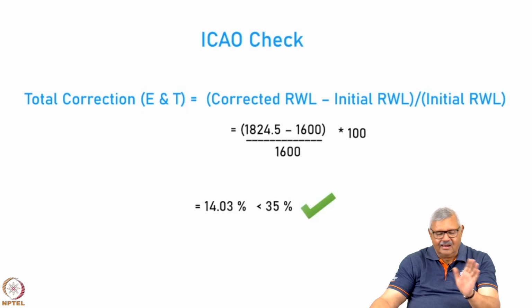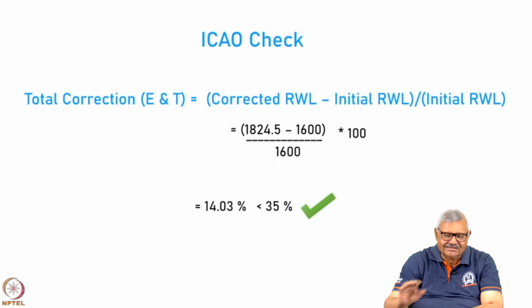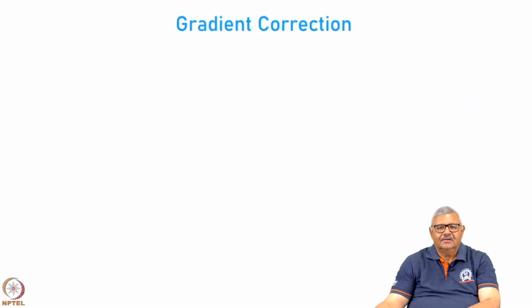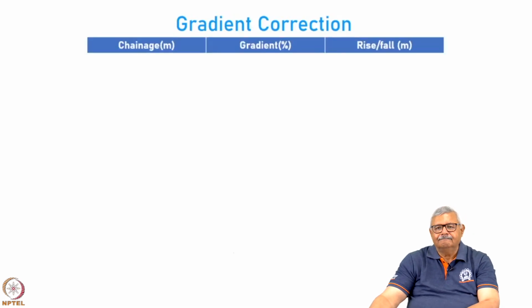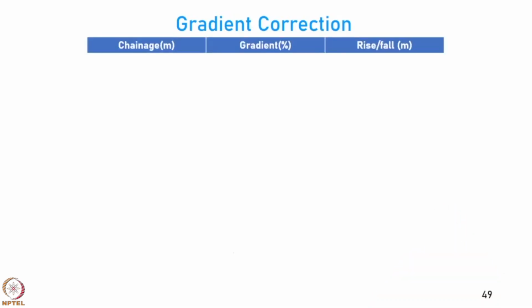So, we are on the right track, we do not have to do anything, we can accept these values. Now, let us go to the last correction, which is the gradient correction. So, here we have some data, how much is the rise or fall.